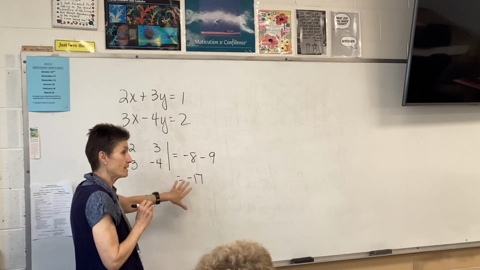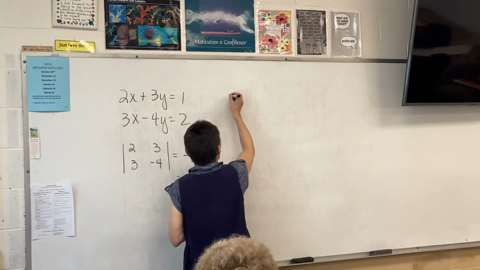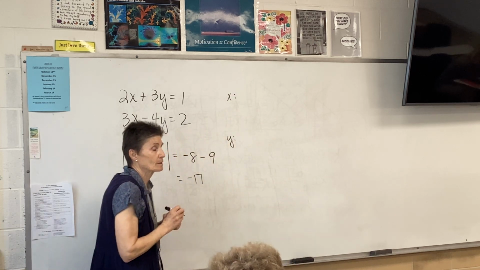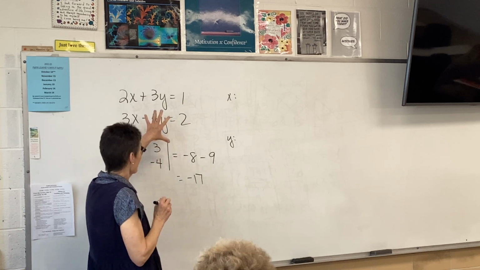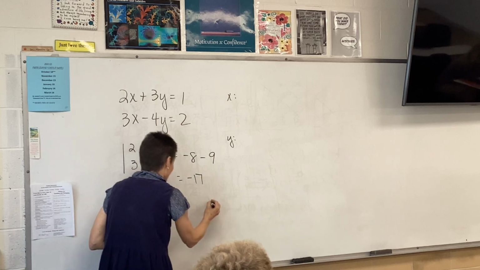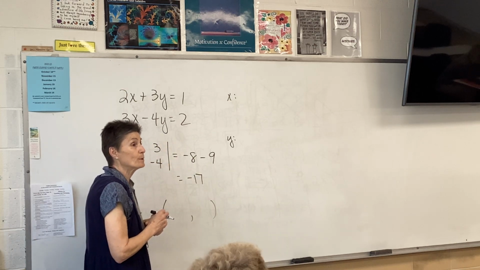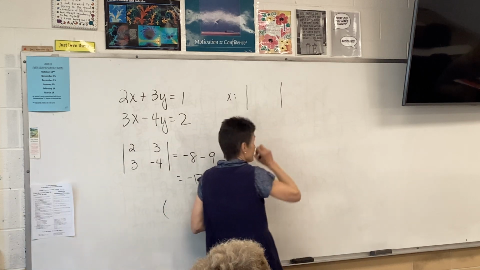All right, just hang on to that number for a second. Now you're going to find 2 more determinants. We're solving for X and Y. We ultimately want to know what are the X and the Y. To get X, you build another determinant.